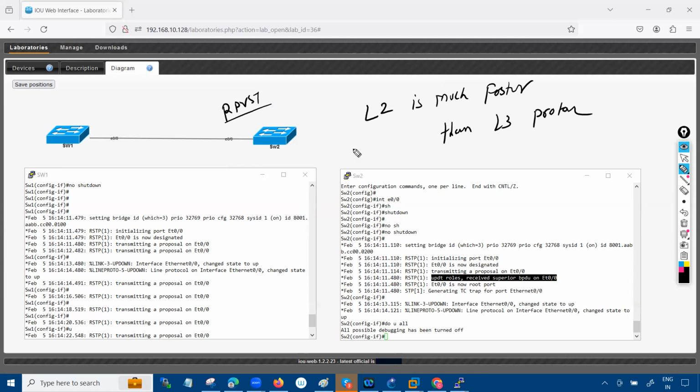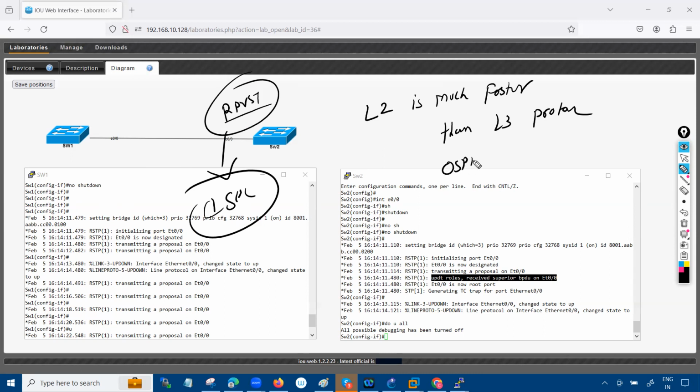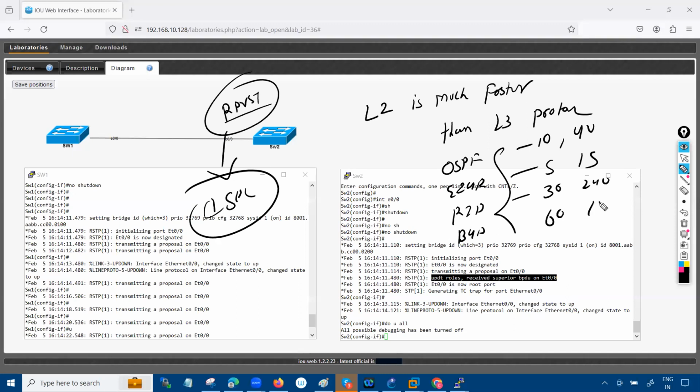So now assume, what does RPVST allow you? RPVST says, hey, I will converge my network in 1 second. That's how things are working. How about the layer 3 protocols? If you remember, we have OSPF, EIGRP, RIP, and BGP protocols. All of these deal in seconds. OSPF deals with 10 to 40 seconds, that's the hello and hold time. EIGRP is 5 to 50, RIP is 30 to 180, and BGP has 60 to 180. They are dealing in seconds, man. But RPVST is still within 1 second, or we can say milliseconds.